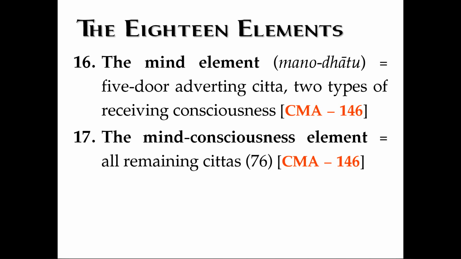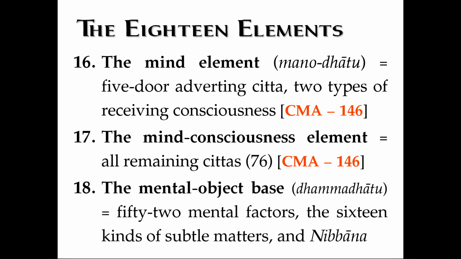So the mind consciousness element, all remaining chaitas. So the last one is the mental object element. The mental object, the object of the mind. Actually, the object of the mind, we have learned in the Aramana, the object, in the third chapter. According to the third chapter, anything can be the object of the mind.